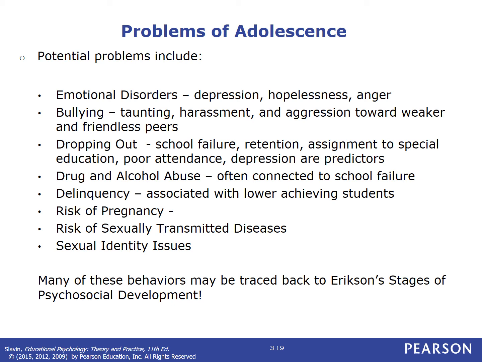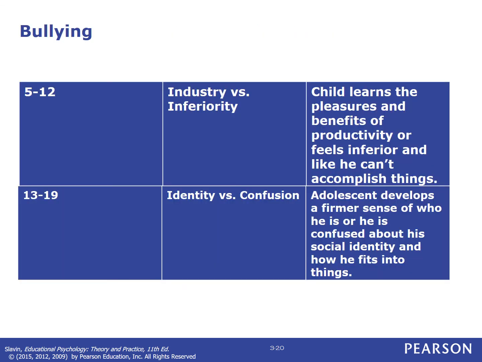These are all predictors of dropping out. Drug and alcohol abuse is often connected to school failure. Delinquency is usually associated with lower achieving students. So if you don't have that sense of being able to take initiative or autonomy, that could lead to school failure. Risk of pregnancy, sexually transmitted diseases, and sexual identity issues. Many of these behaviors may be traced back to unresolved conflicts from Erikson's stages of psychosocial development.